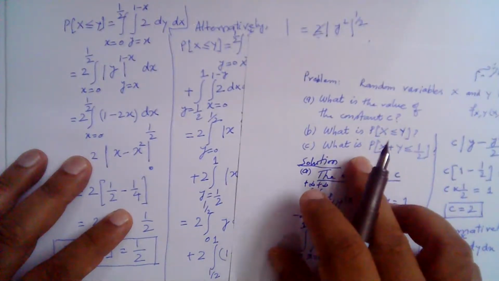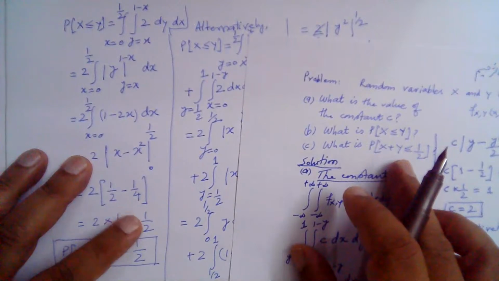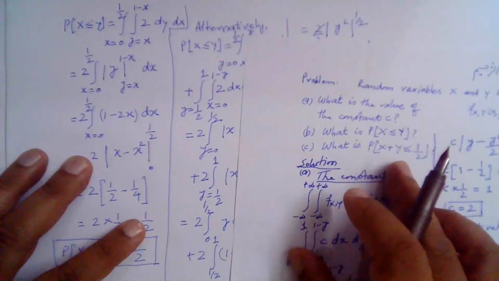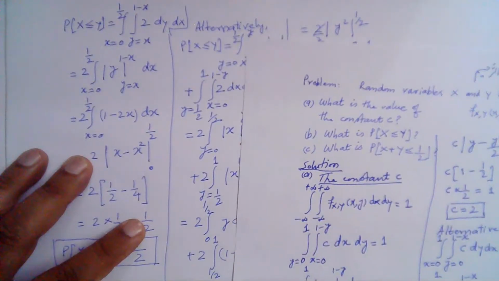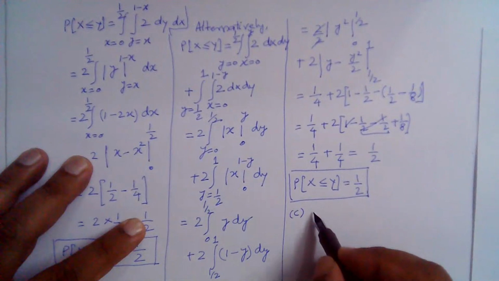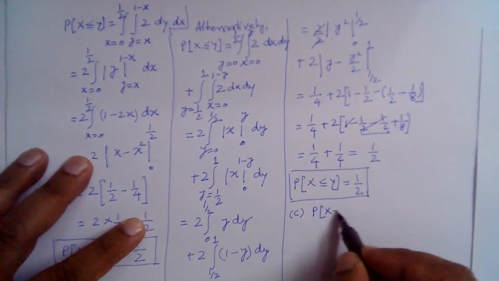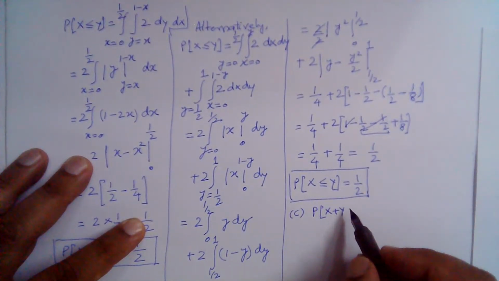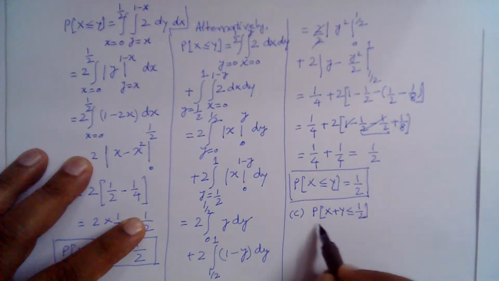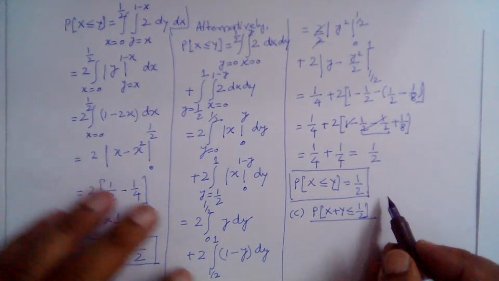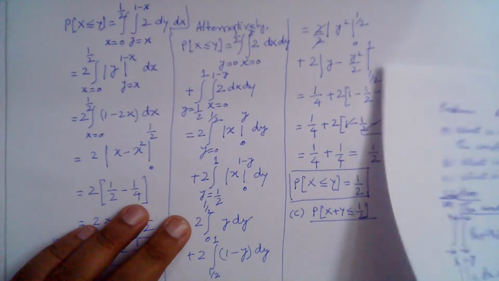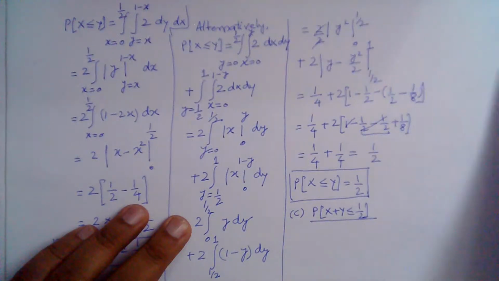Part C now. What is the probability that x plus y is less than or equal to 1 over 2? So part C, the probability that x plus y is less than or equal to 1 over 2. We just need to determine this probability now. So let us plot that diagram again, with this constraint here.